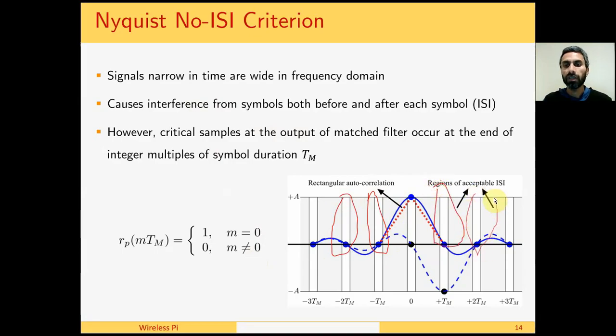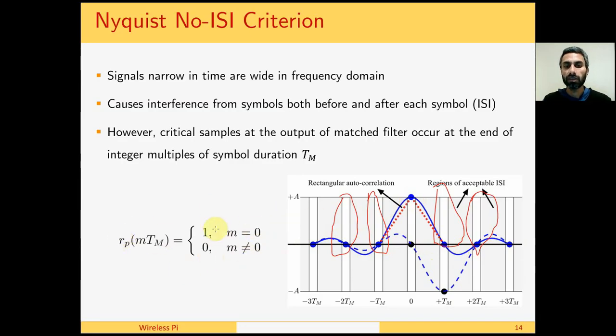Intuitively, how can we avoid this inter-symbol interference? We make a condition that the autocorrelation of this pulse shape should pass through zeros when it reaches the other symbol value, the integer multiple of symbol times. That's how we put it. And when this does that, we say that the Nyquist no-ISI criterion is satisfied, which says that the autocorrelation of the pulse shape should be 1 at the current symbol time and 0 for all other symbol times.